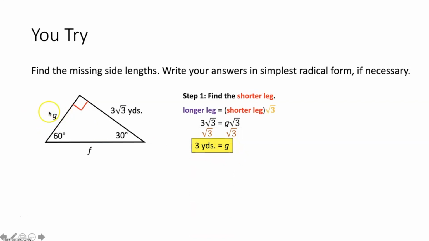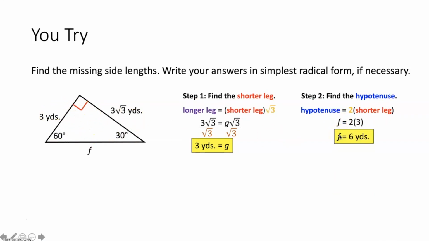So we can replace that over here in our figure, and now we can solve for our hypotenuse, f. So how do we solve for our hypotenuse? Well, again, everything in a 30, 60, 90 degree triangle is based on the shorter leg, the side opposite the 30 degree angle. Our hypotenuse in this case, f, is going to be equal to 2 times the length of the shorter leg. So we're going to take this formula over here, plug in f for our hypotenuse, plug in 3 for the length of the shorter leg, and we get that f, our hypotenuse in this 30, 60, 90 degree triangle, is equal to 6 yards, and you're done.